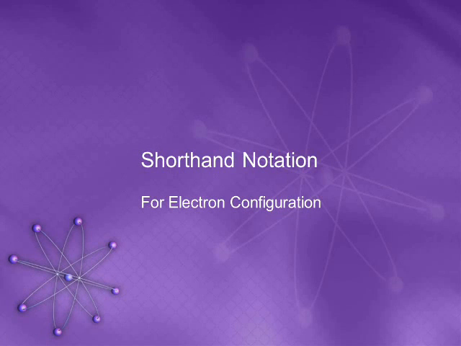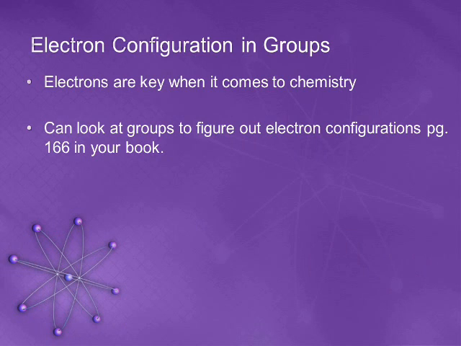We're going to talk a little bit about shorthand notation for electron configuration. It's an easier way that we can write the electron configurations. Now it's important to know these electron configurations because electrons are the key when it comes to chemistry. That's what bonds are, as we've talked about. Now you can look on page 166 at the groups to figure out the electron configurations, but we're going to go over them as well.